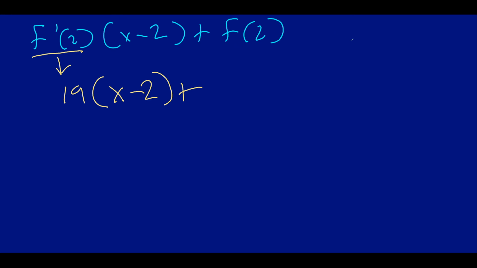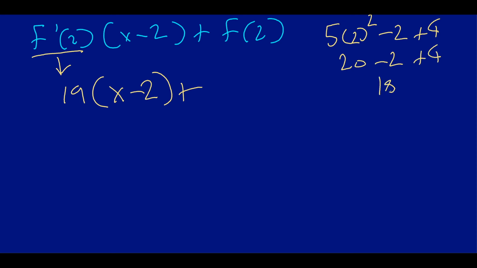And so to make this as simple as possible, we're going to do 5, then 2 squared. Whoops, I don't want the negative there. Minus 2 and plus 4. So 2 squared is 4. 4 times 5 is 20. Minus 2 plus 4. 20 minus 2 is 18. Plus 4, that's going to give me 22. So this guy right here is going to come down and be 22, like so.